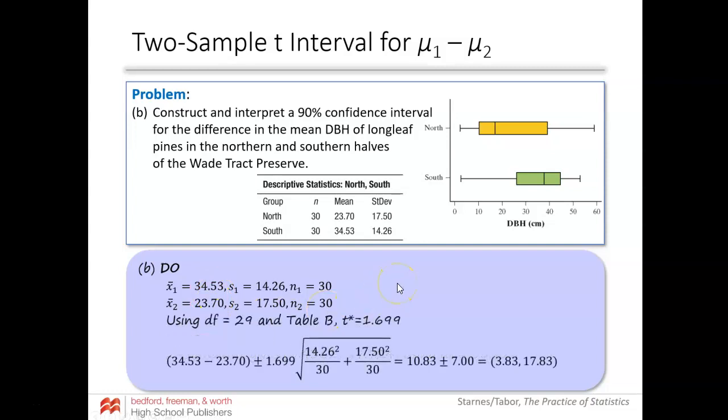Now, if you're a tried and true table B'er and you want to do this by hand, your degrees of freedom would be 29. So you'd be going over to table B and you'd be finding an appropriate T star value, which according to the table is 1.699.